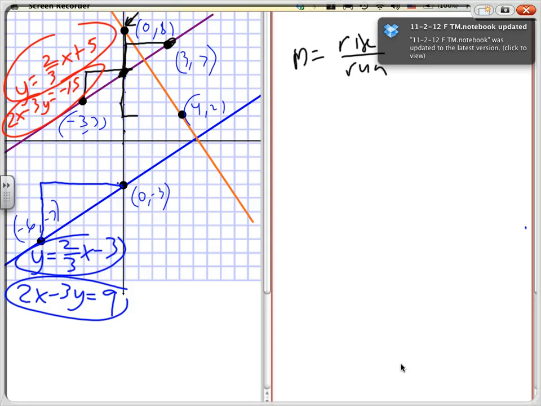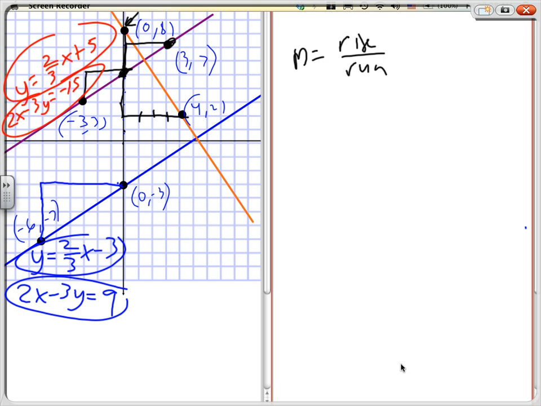Over 4. 1, 2, 3, 4. See? 1, 2, 3, 4. So we're going down 6, which is what? How do we represent down 6? Negative 6 and right 4.